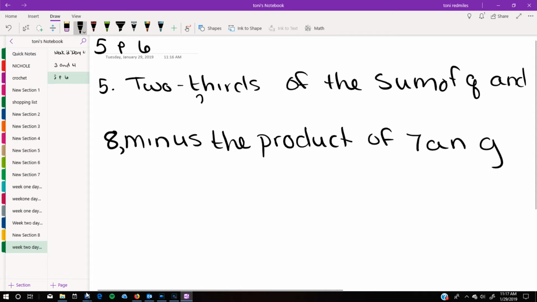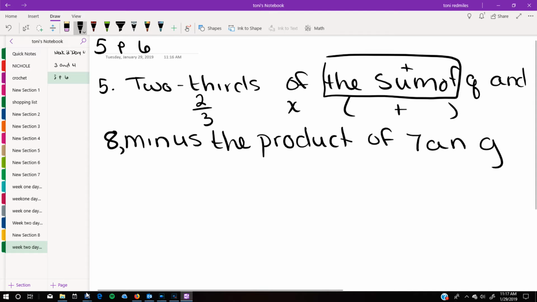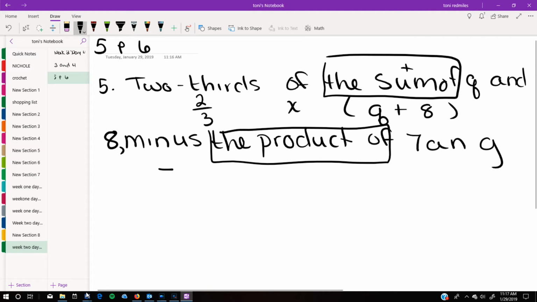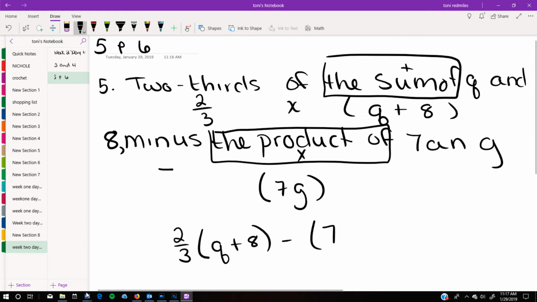Okay, so 2/3 is a fraction. Of means multiply. The sum of means parentheses, and sum means adding, and this is going to be of q and 8. Minus means subtraction. The product of is another parenthesis with 7 and g in it, because product means multiply. Alright, so it's going to be 2/3 times the sum of q and 8, minus 7g.